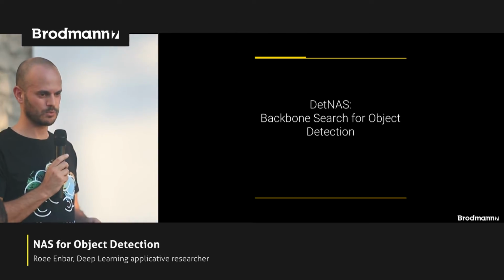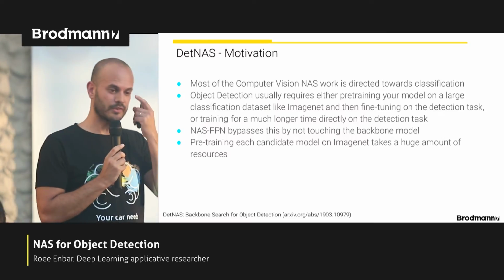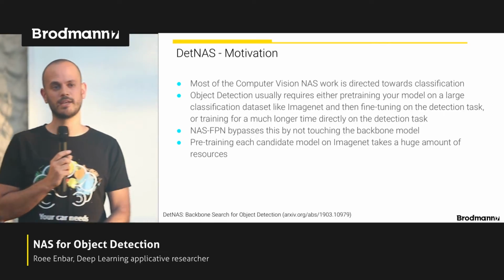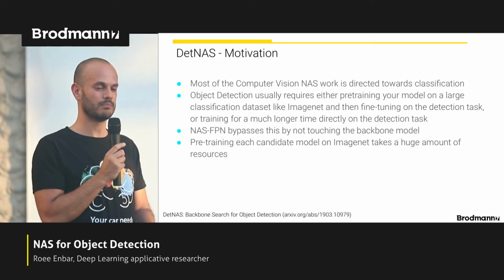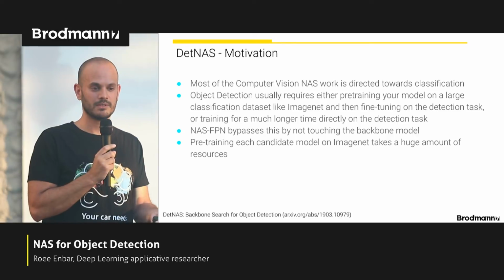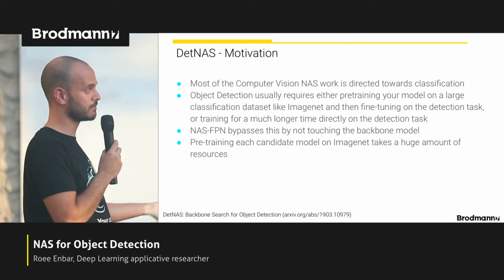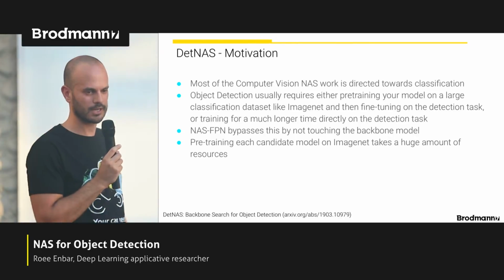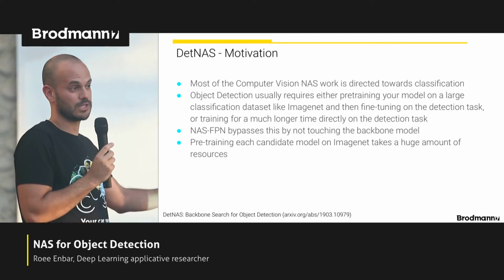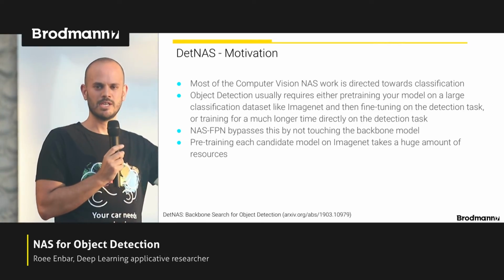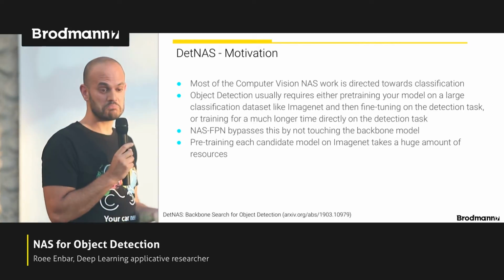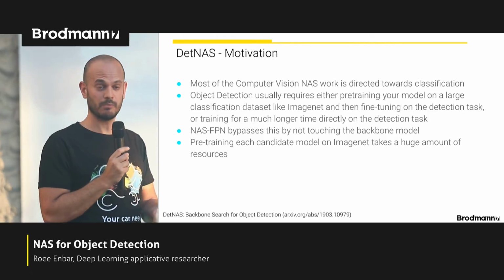So let's look at NAS, which is not Google. So the motivation is, again, that object detection usually requires either pre-training on ImageNet or using a much longer training time to train on my detection task. Also, this breaks down on smaller detection data sets. So NAS FPN, they bypass this problem by just not touching the backbone model. They said, OK, you pre-train your model, you give it to us, we'll do the rest. The guys at NAS, they say, I don't want to do that. I want to change my backbone model.